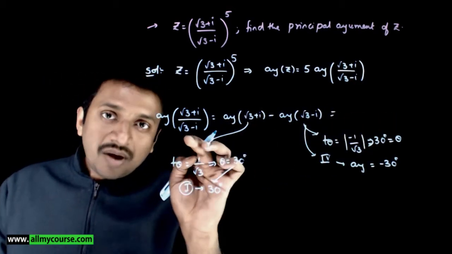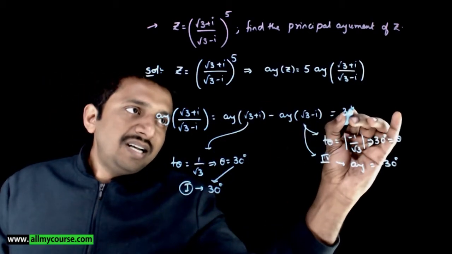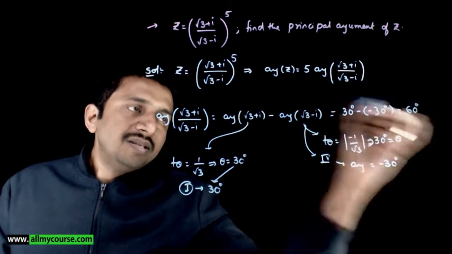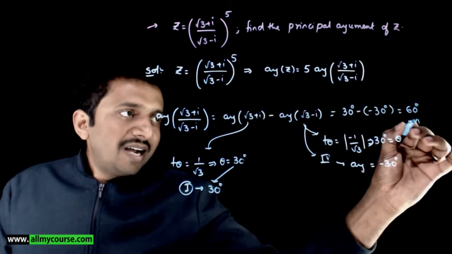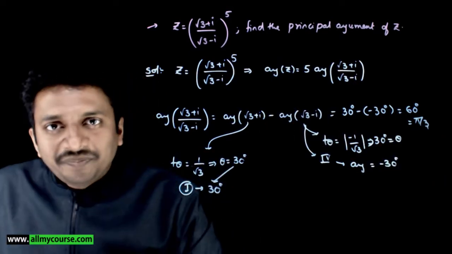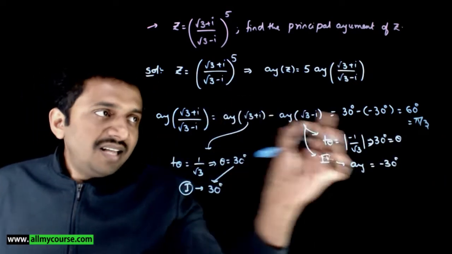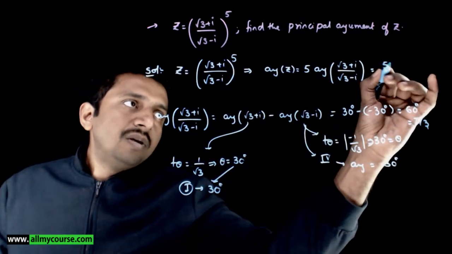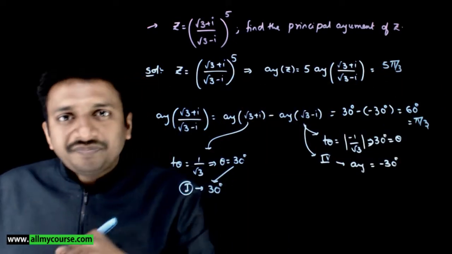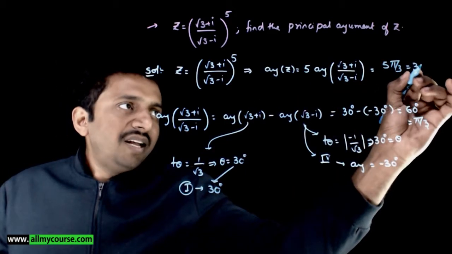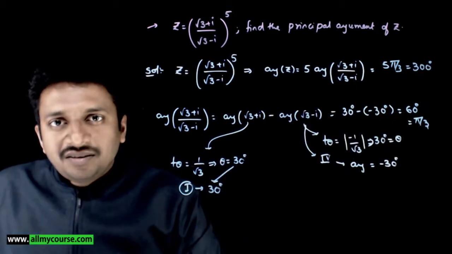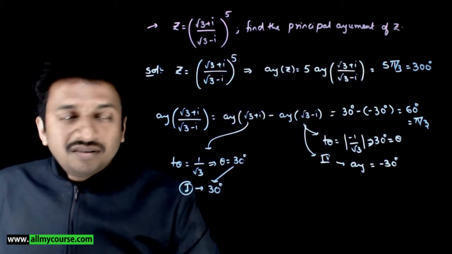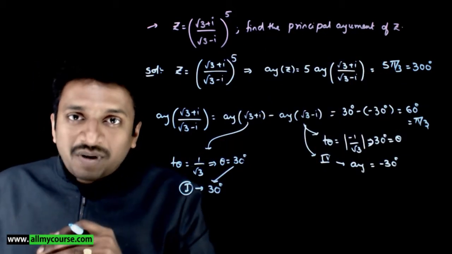So here argument is plus 30 degrees, here argument is minus 30 degrees. Hence the effective argument of this is 30 degrees minus of minus 30 degrees, which is equal to 60 degrees, or I can write it as pi by 3. So argument of this is pi by 3. Hence argument of z is equal to 5 pi by 3, which is effectively equal to 300 degrees. But you're asked to find the principal argument of z, so 300 is not the principal argument.